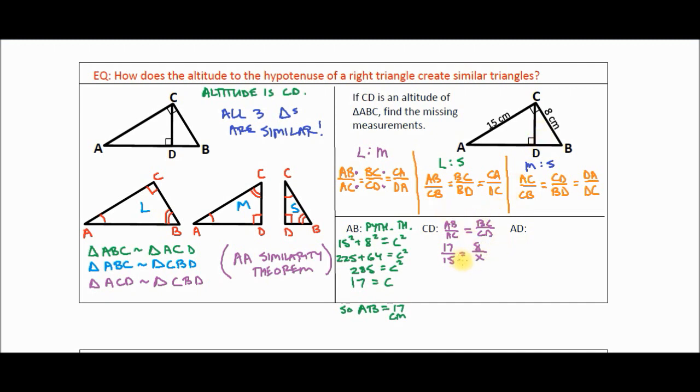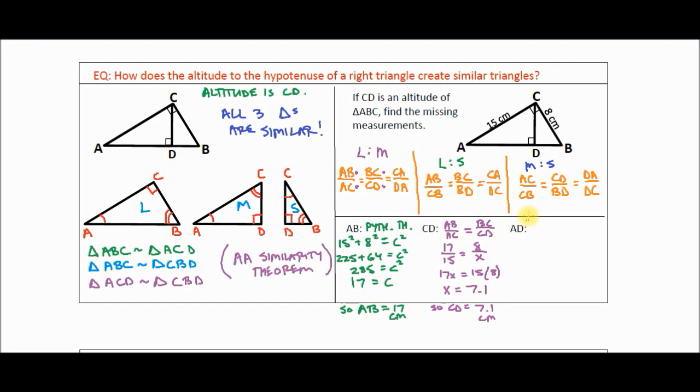That's our unknown. Let's cross multiply here, and we end up with 17x is equal to 15 times 8. And if we multiply that out, we're going to end up getting x equals 7.0 something, but it rounds to 7.1. So now we can say CD is equal to 7.1 centimeters. So now you can see we've got all these statements of proportionality that we can use to solve these problems.